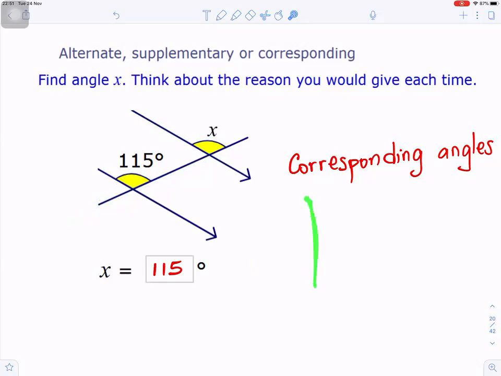So you can have a letter F like that, or in this case, the F is lying on its side like that. So those two angles are corresponding angles.